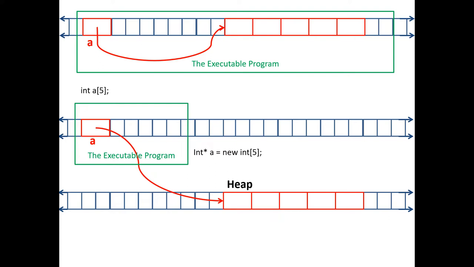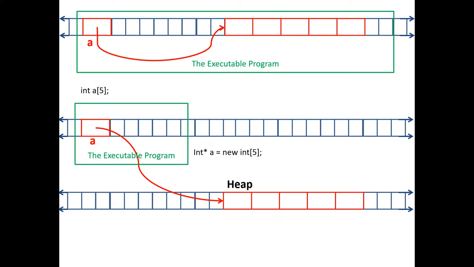We have a shared memory. With this new, you're asking the operating system, temporarily give me 5 integers. Put the address in A. But because an integer pointer points to a chunk of stuff, this works the exact same way as a regular array. You have a pointer that points to a chunk of memory. You use that A exactly as you have used a regular array. There is no difference between the syntax of dynamically allocated memory for an array or statically allocated memory for an array.